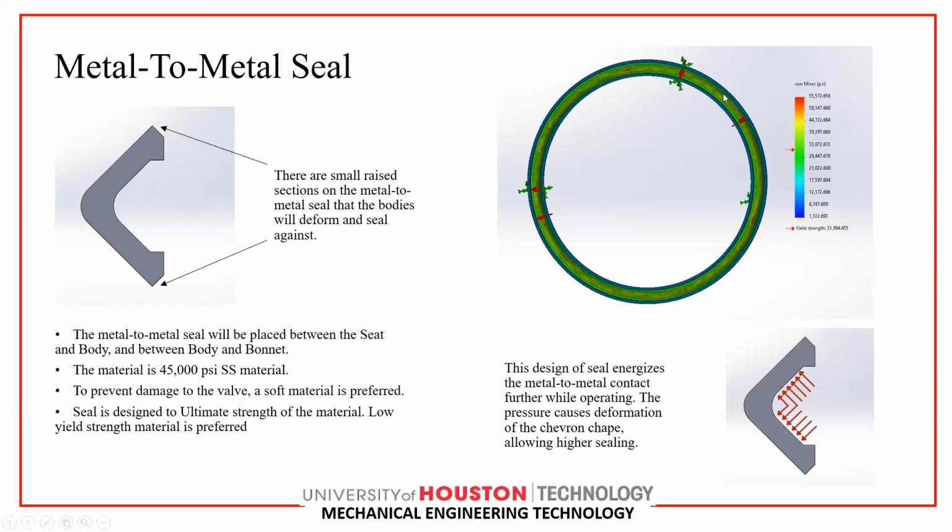So this is the FE, finite element analysis for the metal-to-metal seals. The red color shows the maximum von Mises stress, which is equal to 55,000 psi, and the blue color shows the minimum von Mises stress, which is equal to 1,222 psi. And the green color shows the average, between the minimum and maximum von Mises stress.